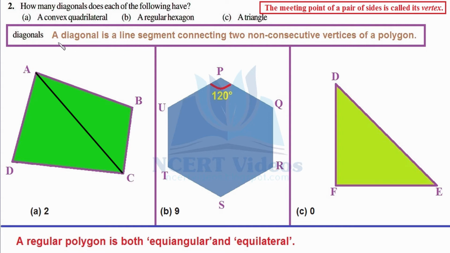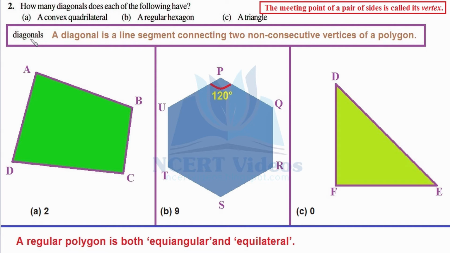With this understanding, let's try to find out how many diagonals a convex quadrilateral, a regular hexagon, and a triangle have. First of all, let's construct a convex quadrilateral. We just learned in question number 1st what a convex quadrilateral is. So let's try to construct the same. First of all, we made a quadrilateral keeping in mind that its internal angles need to be less than 180 degrees. So if you consider all these angles, that is angle A, angle B, angle C, and angle D, all angles are less than 180 degrees. Therefore, they make a convex quadrilateral.